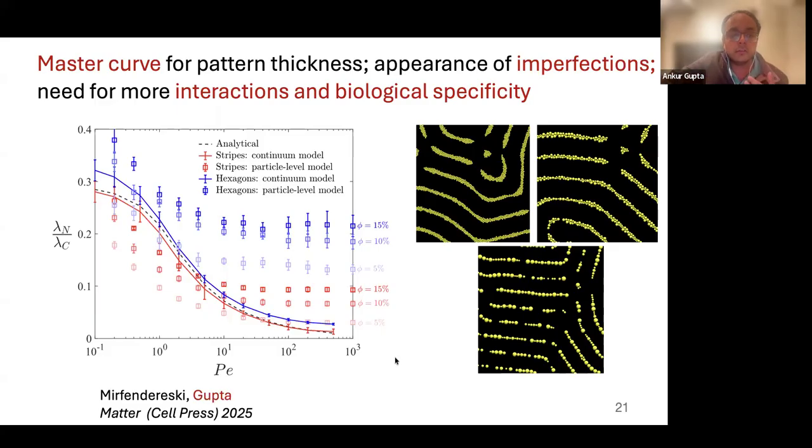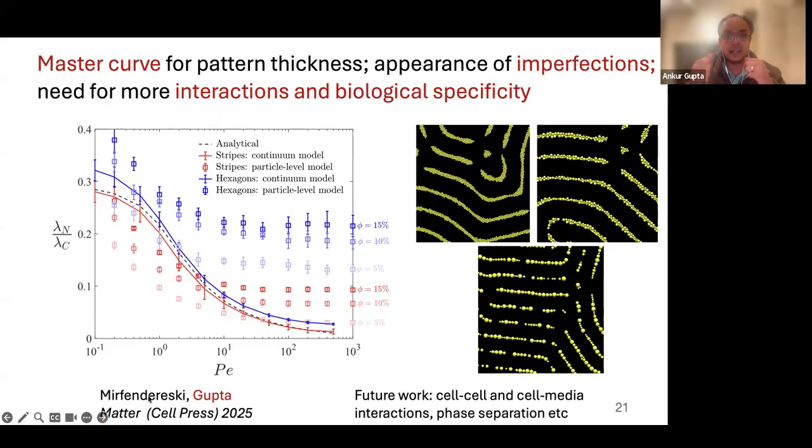In the future, we're interested in thinking about cell-cell interaction in more complicated forms. We also want to include additional forces with the media, and also include things like phase separation, which are currently thought of as separate from Turing patterns, but we think should be combined in a similar framework.